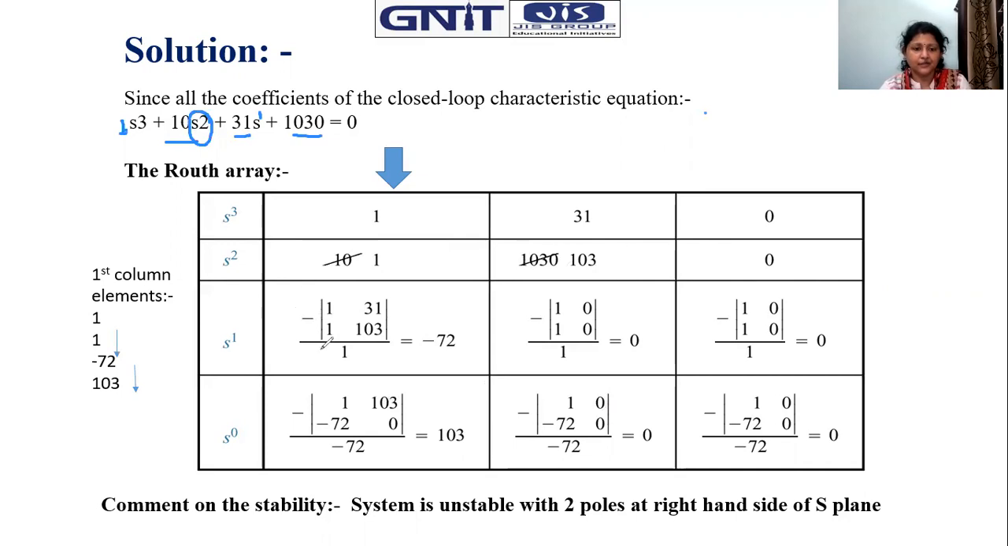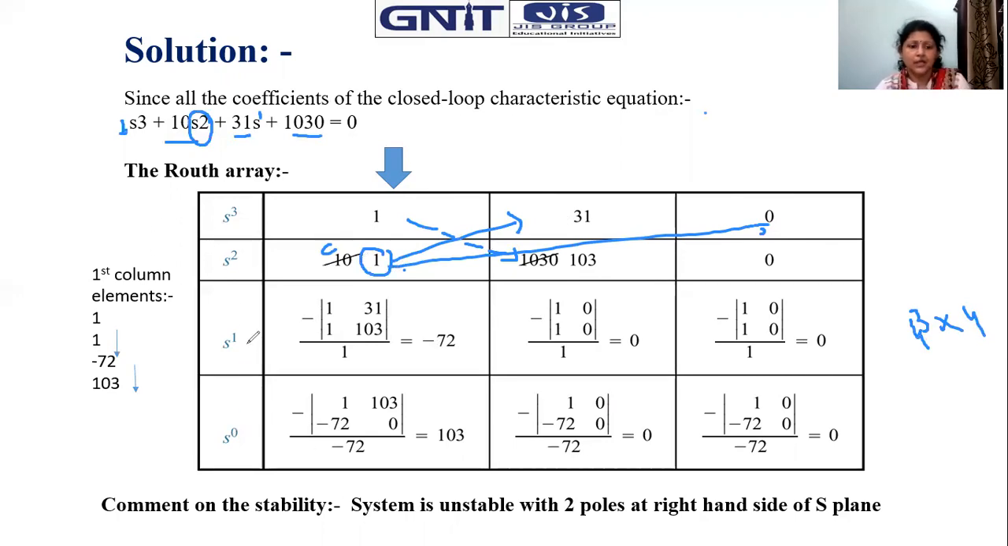So what we get here, minus of that determinant, or you can say it is the center, 1 into 31 minus 1 into 103 divided by 1. Okay, 1 into 31 minus 1 into 103 divided by 1. So what you get? It is minus 72. For the next, it is the center too. So what we get? 1 into 0 minus 1 into 0 divided by 1. So we are getting 0. Similarly, for the next part, we will get 0 because it will be represented here as 4 by 4, right? 4 by 4 because we have the power s equals 0.